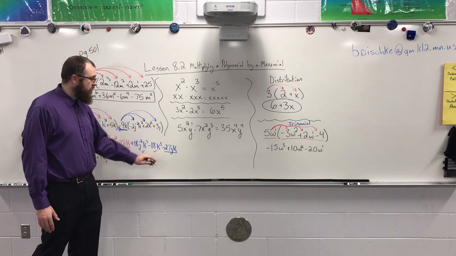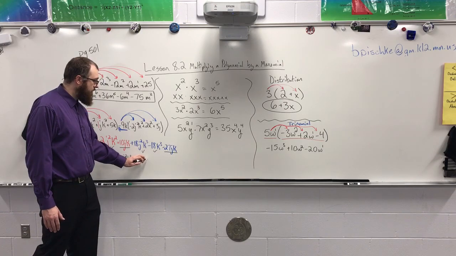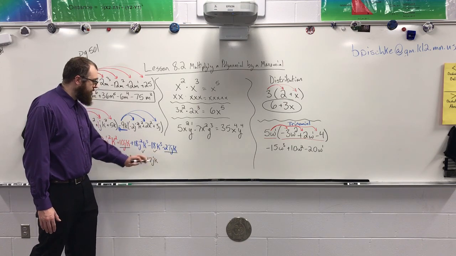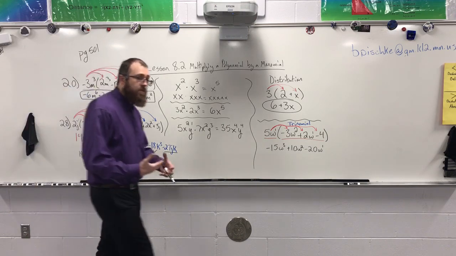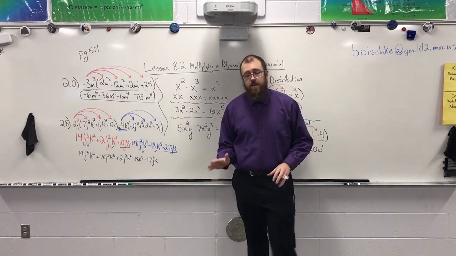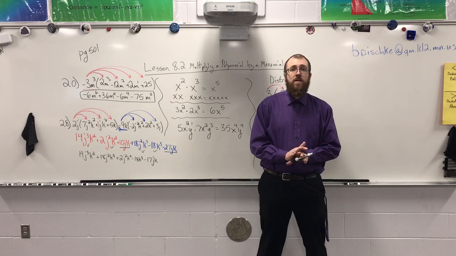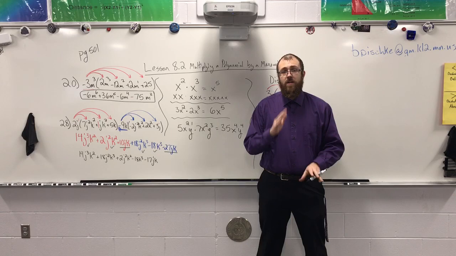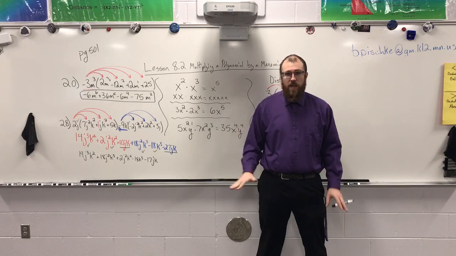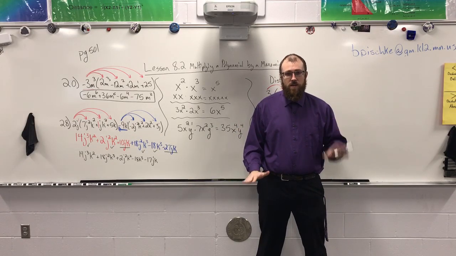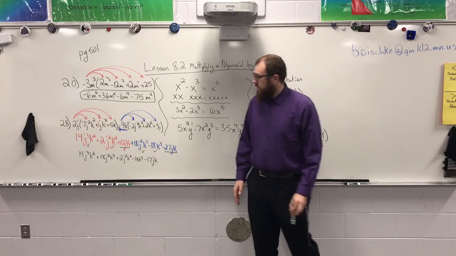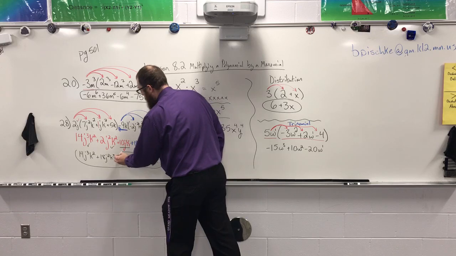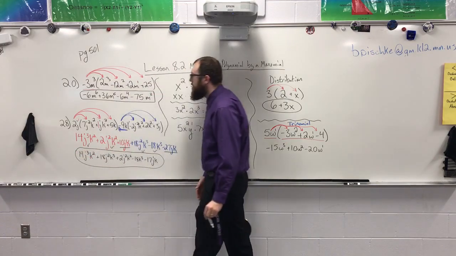10jk plus negative 27jk is negative 17jk. I add the coefficients. 10 and negative 27 makes negative 17. But I leave my variables alone. J to the first, k to the first. There's the solutions to a couple of the tougher problems from the homework assignment.